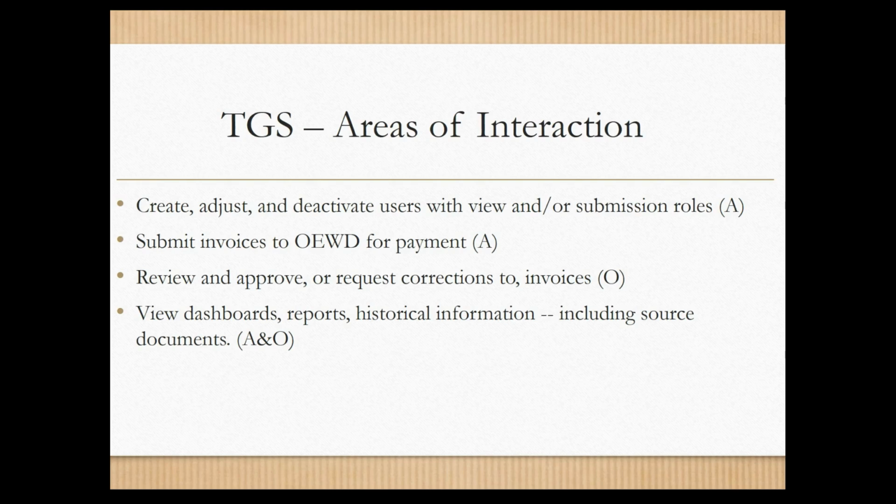There are a few main ways that agencies, consultants, grantees, contractors, and OEWD interact with TGS. One is to create, adjust, and deactivate users with view and/or submission roles. That's an agency responsibility. One is to submit invoices to OEWD for payment, also an agency responsibility. Third is to review and approve or request corrections to invoices. That's an OEWD responsibility. And the last is to view dashboards, reports, and historical information, including source documents. And that's done by both agencies and OEWD.